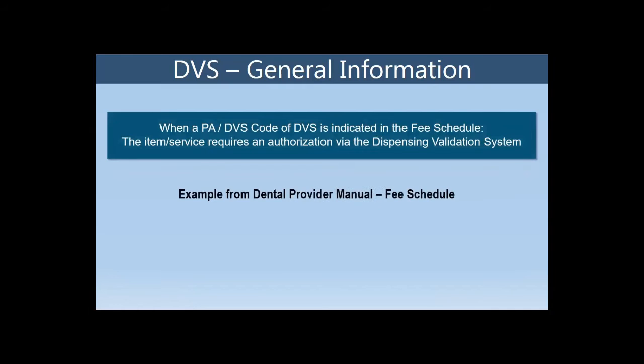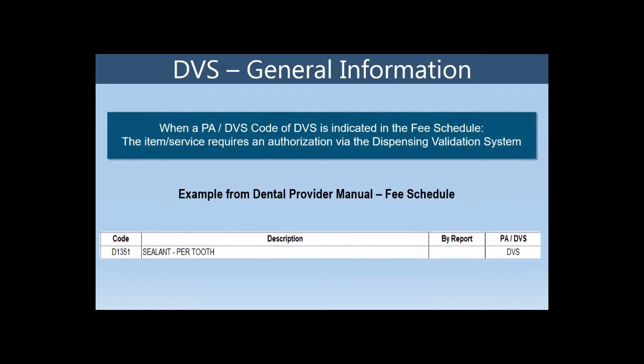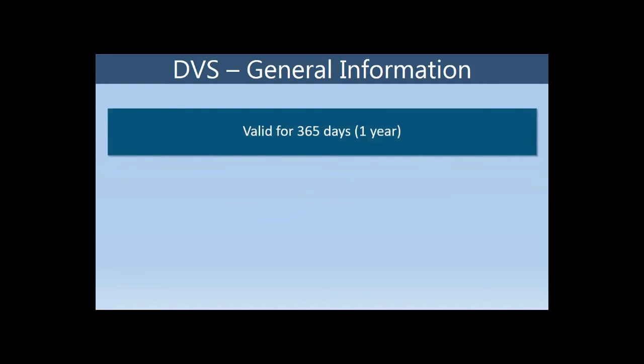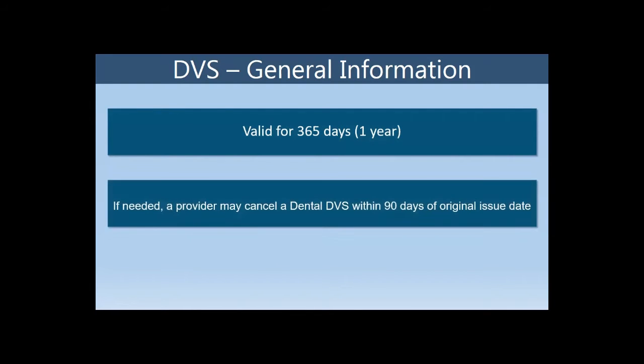Another way to determine if a DVS is required is to refer to the dental fee schedule on the eMedNY.org website. When a PA DVS code of DVS is indicated, a DVS is required. DVS authorizations for dental sealants are valid for 365 days, 1 year. If needed, the provider may cancel a dental DVS within 90 days of the original issue date.